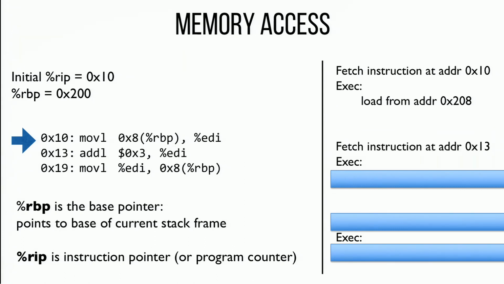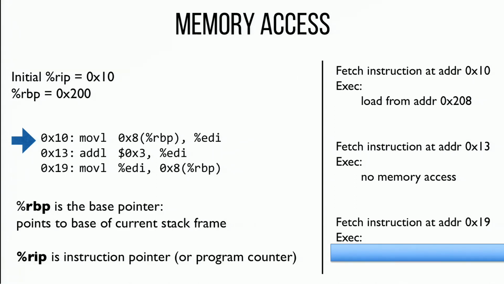Then our next instruction that we will fetch is at address 13. We then do an exec of that instruction. Are there any memory accesses associated with that instruction? No, it's just modifying a register. Then we fetch the next instruction at 19. We exec that instruction, which is just doing a store of what was in this register back out into that memory address that's on the stack, at 200 plus 8, at 208 there.